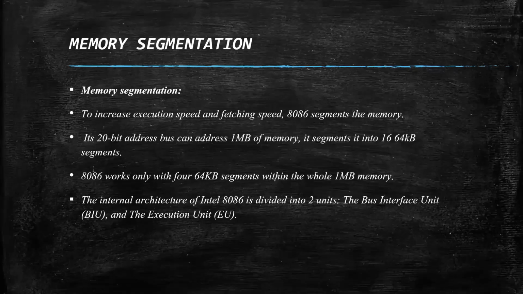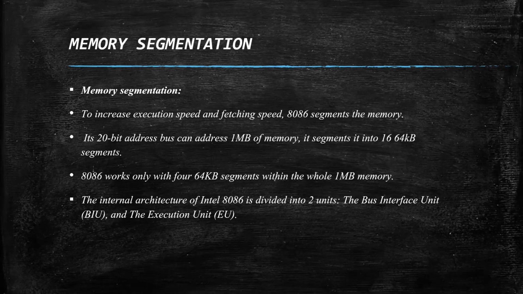Memory segmentation is used to increase the execution speed and the fetching speed. The 8086 segments the memory. It has a 20-bit address bus, so in the memory there are 20-bit addresses and 16 bits for the data. The 8086 works only with 64 KB segments. What are these segment registers? The code segment, data segment, stack segment, and the extra segment, within the whole 1 MB of memory.